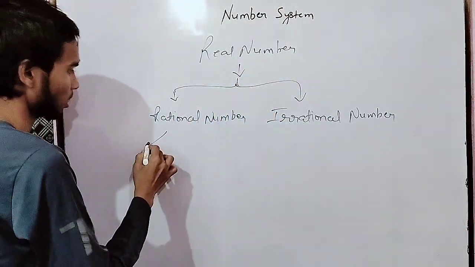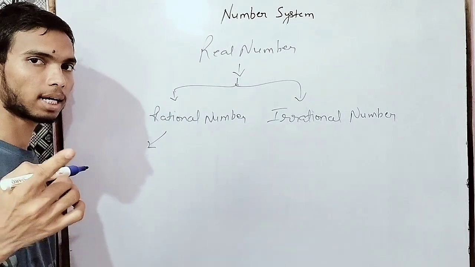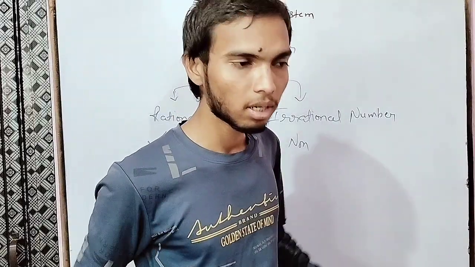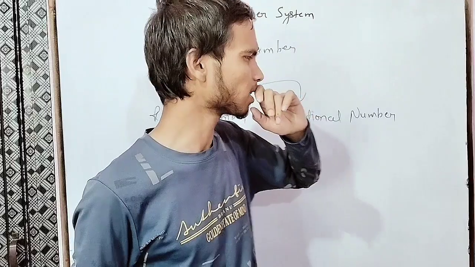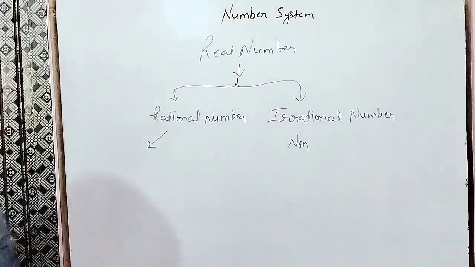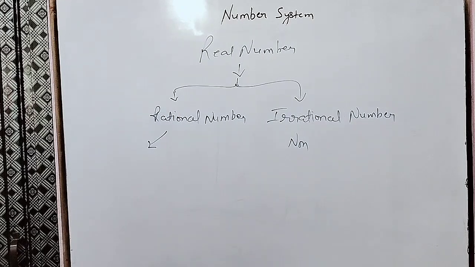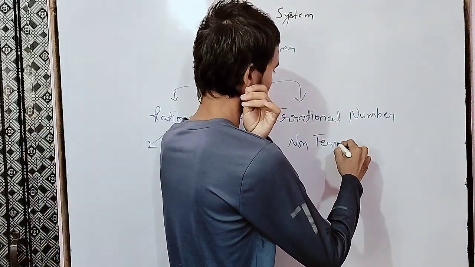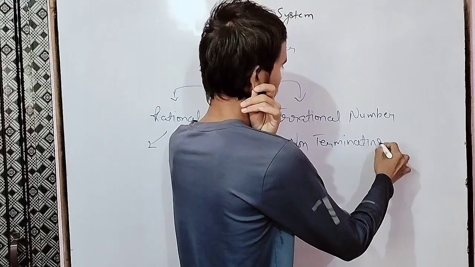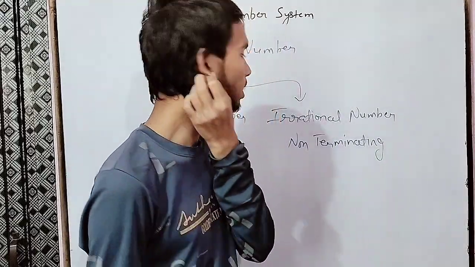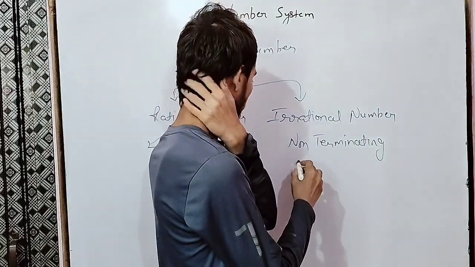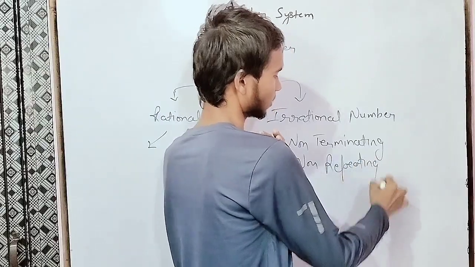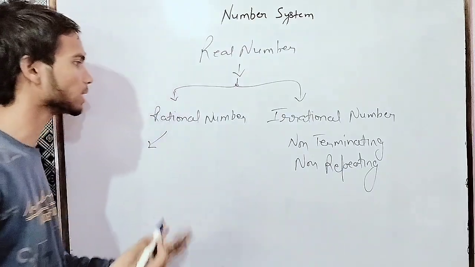Now look at this. Any rational number will be considered a rational number when it is terminating or non-terminating. I am saying not terminating, which means there is no end. The meaning of non-terminating is that there is no end. Non-repeating, non-repeating. Clear? Terminating means that there is an end.